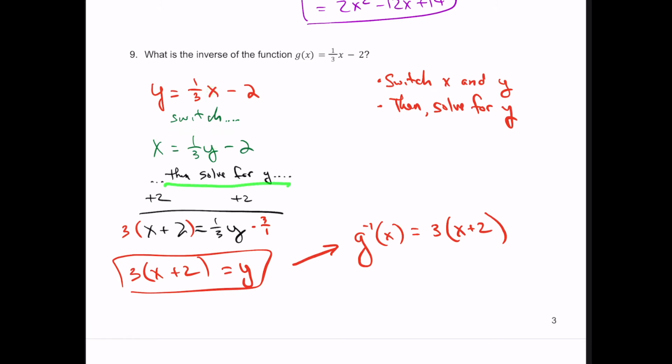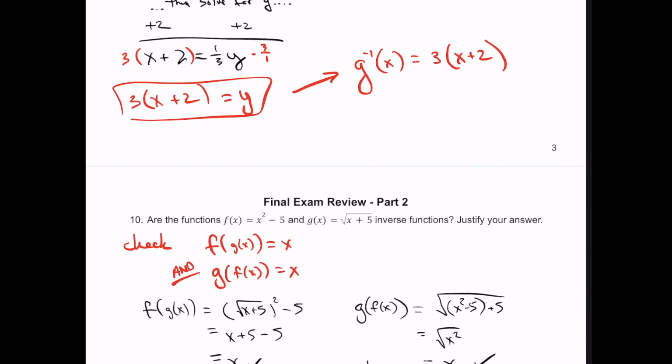And then you just simply use your algebra and you solve for y. So I'm going to add 2, so it gets to the other side, right? Then we have this here. And then to get rid of the third, you multiply by 3. So there's the inverse function. So then I rewrote it in the proper inverse notation here. G with the little -1 up there means the inverse of g. Okay, let's keep moving along here.